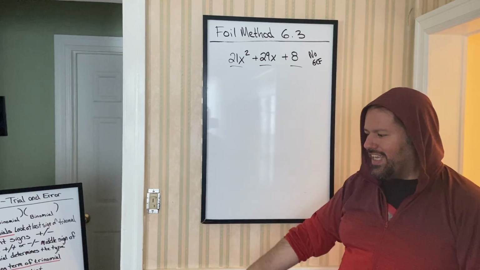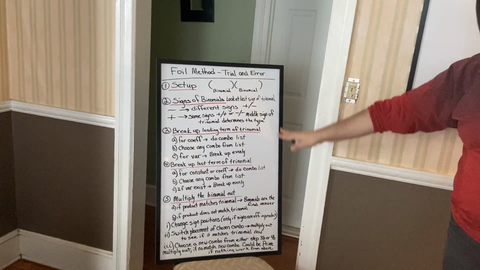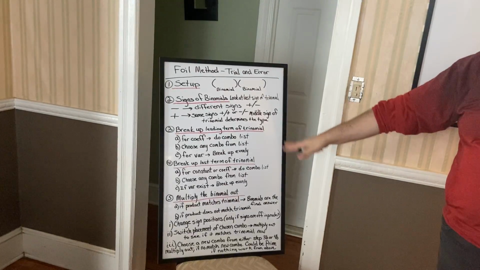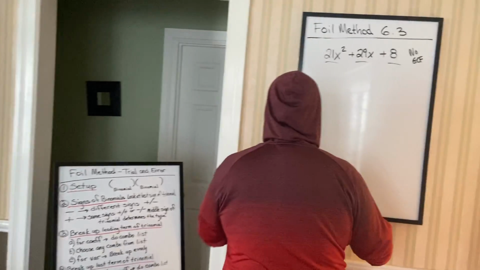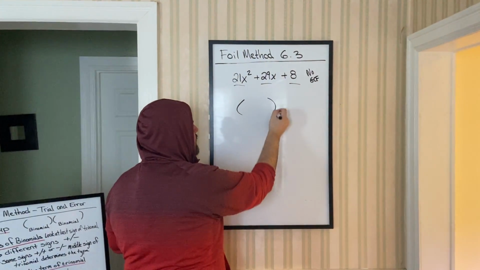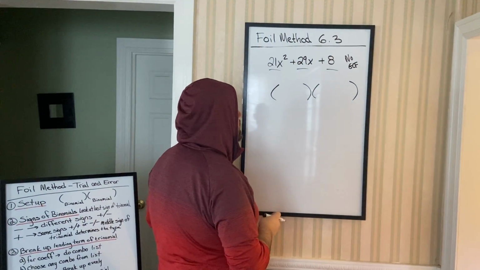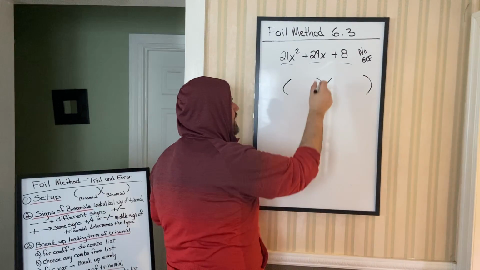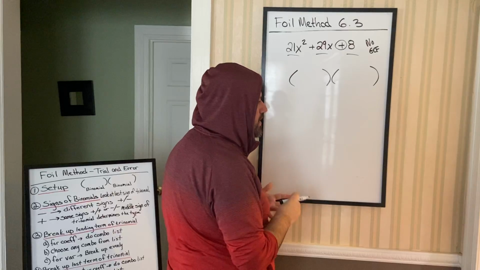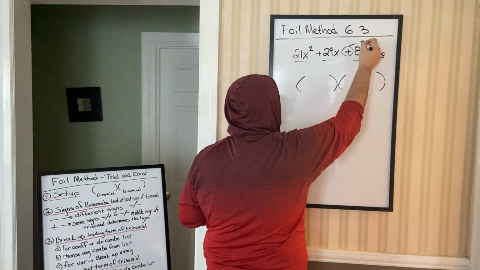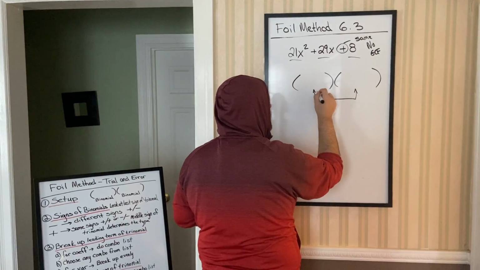So FOIL, we had the 5 steps, okay? Again, there'll be a picture of this that you can download and print out to refer to when you're doing your homework. But let's do the first step. Set up 2 sets of parentheses. That's it. Pretty simple. Step 2, look at the last sign of your trinomial. Remember, if it's a minus, it's different signs, but if it's a plus, it's going to be the same signs. So make sure this and this are the same.